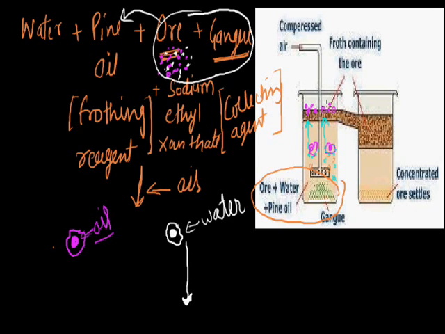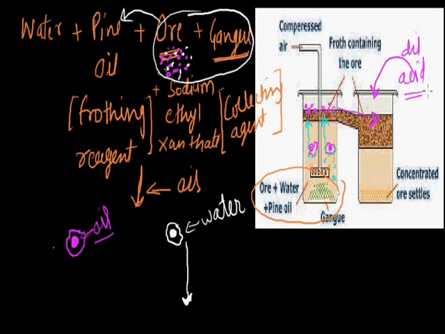And pine oil is used to make froth, so it is known as frothing reagent. After some time we get ore particles on the top and gangue at the bottom, and we collect the froth in another container, and we add some dilute acid in this container. This will break down the oil particles and ore particles from each other.